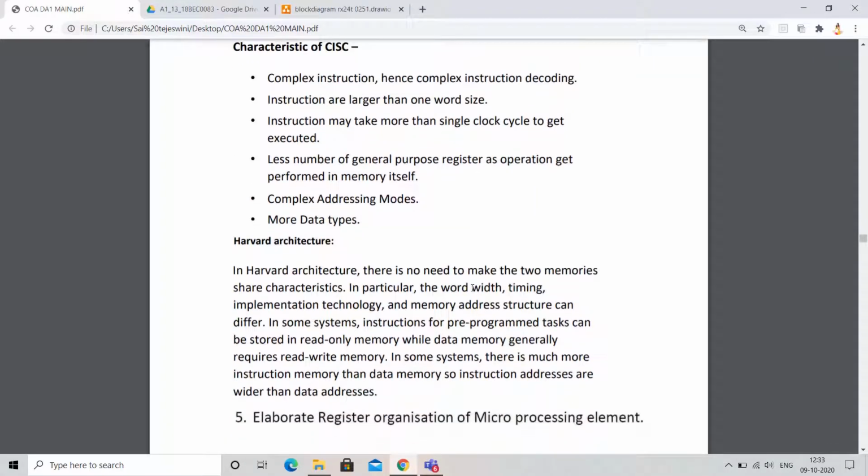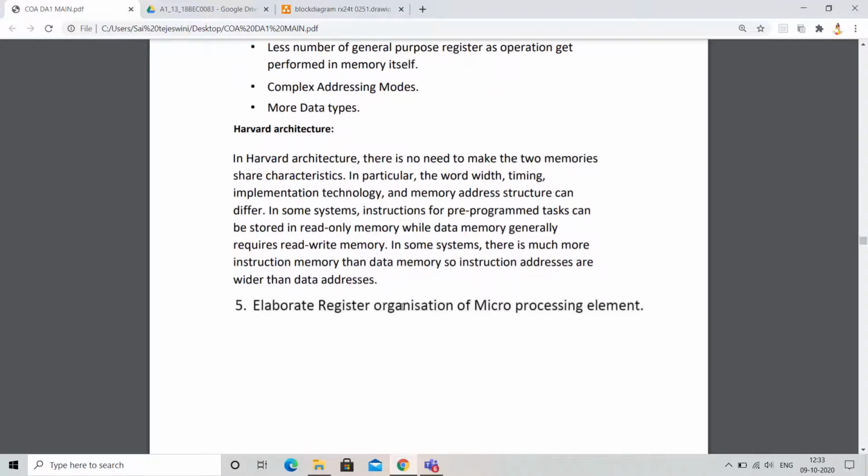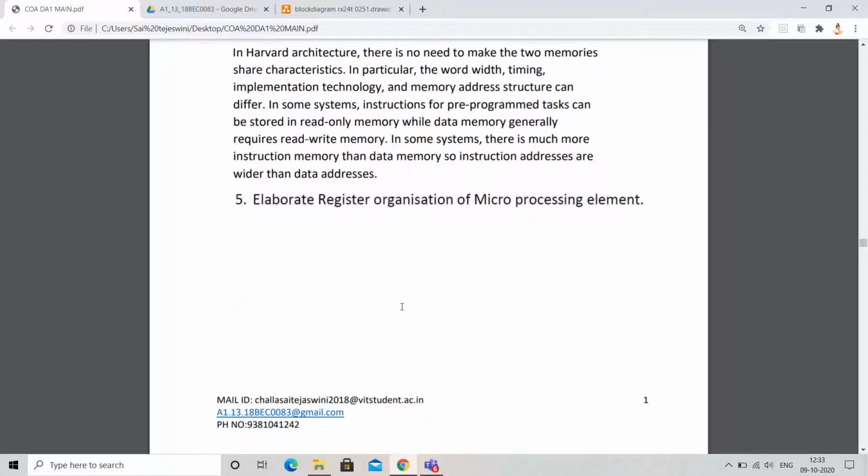Coming to the Harvard architecture, there is no need to make any two memories share characteristics. In particular, the word width, timing, implementation technology, and memory address structure can differ. In some systems, instructions for pre-programmed tasks can be stored in read-only memory, while data memory generally requires read-write memory. In some systems, there is much more instruction memory than data memory, so instruction addresses are wider than data addresses.